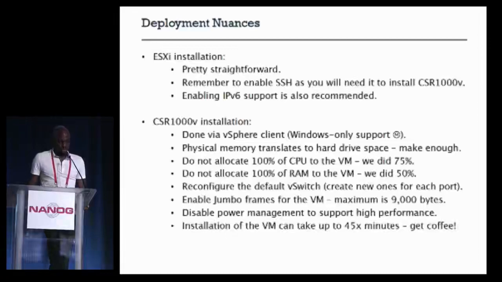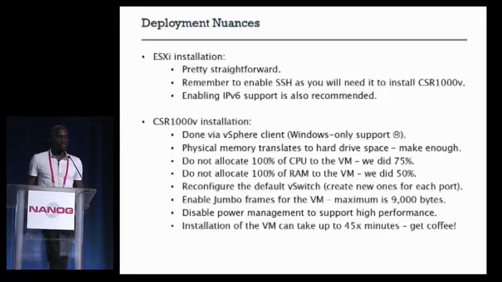The vSwitch, which is the default layer 2 bridging in ESXi, needs to be reconfigured. It's by default running in promiscuous mode, so almost every port will be in every other port's line of sight. So we had to create new vSwitches, sort of like VLANs, if you may.